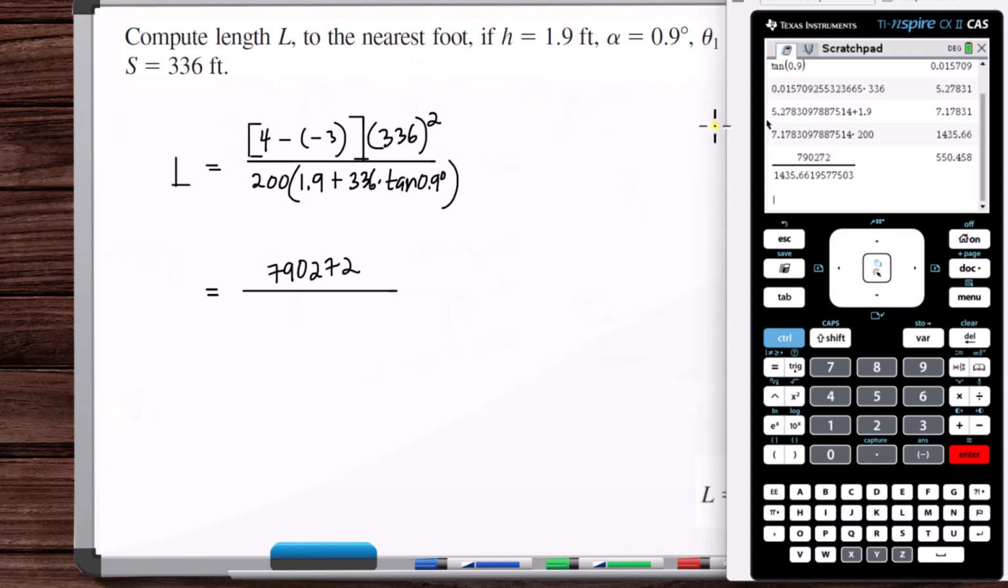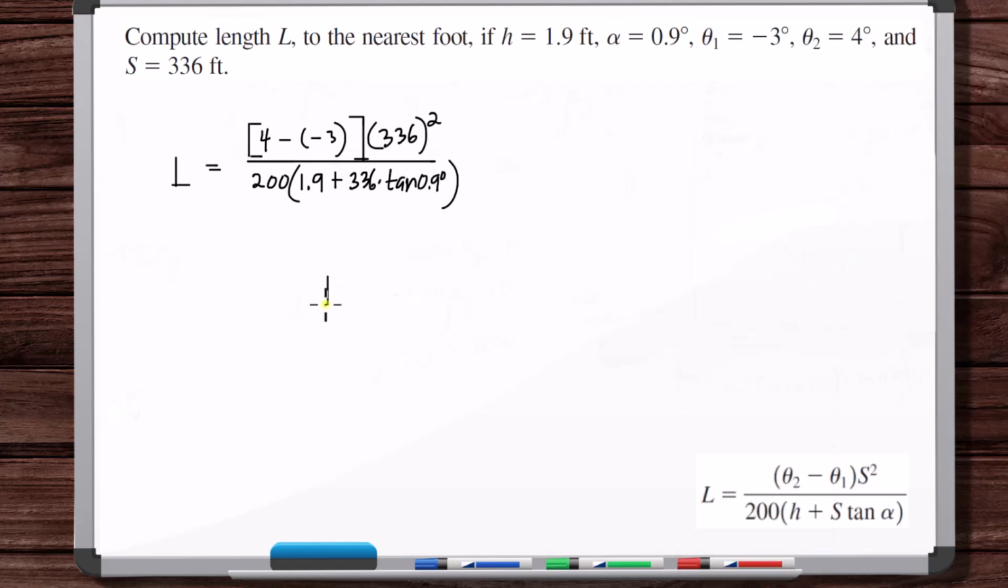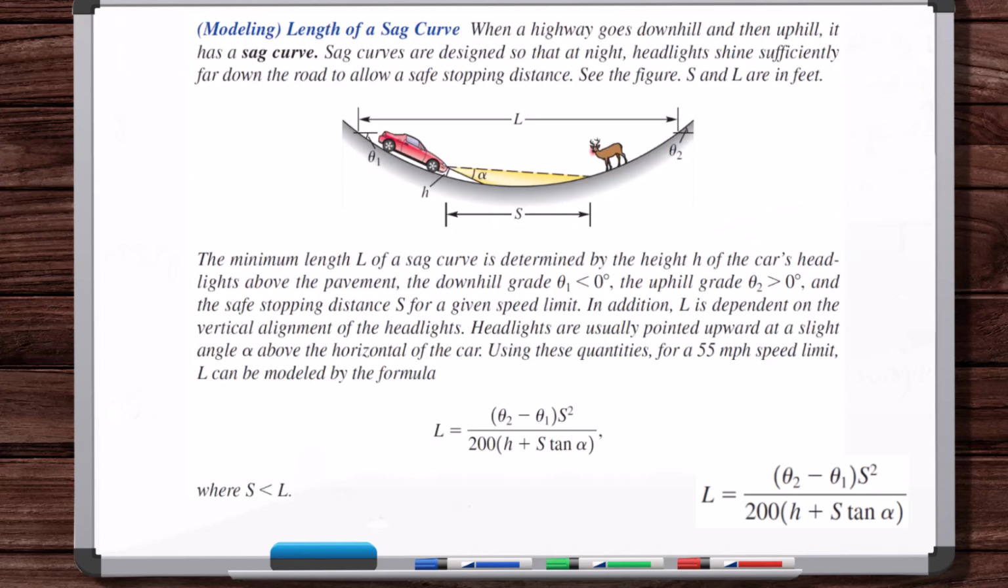Okay, and they want it to the nearest foot. So we're going to round this decimal, so that's 550. So L is 550 feet. And that's based on these constraints, that's the curve width, or the curve length.